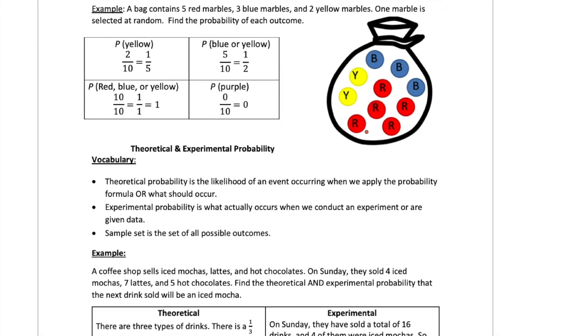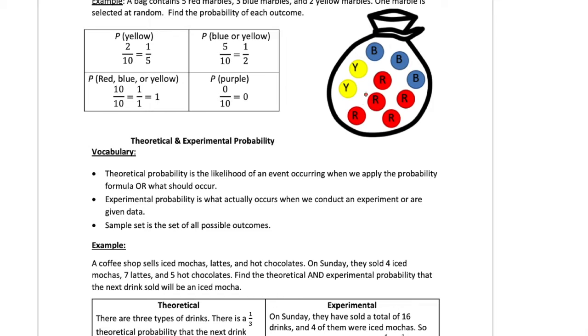So in our first example, it says a bag contains 5 red marbles, 3 blue marbles, and 2 yellow marbles. 1 marble is selected at random. Find the probability of each outcome. So to find the probability of drawing yellow, there's only 2 yellow marbles in this bag, so we put 2 on top. That's the favorable outcomes. Over 10 is our total number of marbles in this entire bag if you count them all up. So that's the number of possible outcomes that we could have. So we have a 2 out of 10 chance of pulling a yellow marble out of the bag at random. And so that just is simplified to 1/5 in simplest form. You also could write this as 0.2 or 20%. Either of those would be good answers.